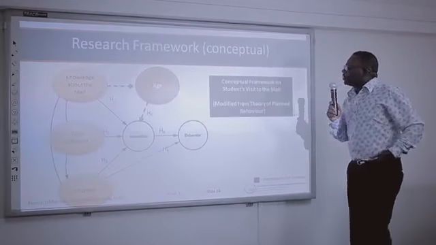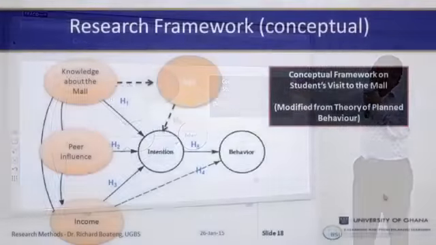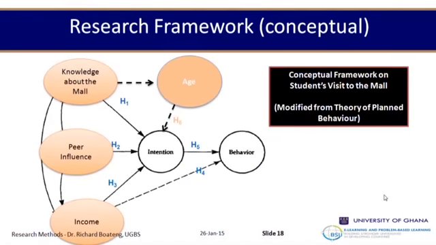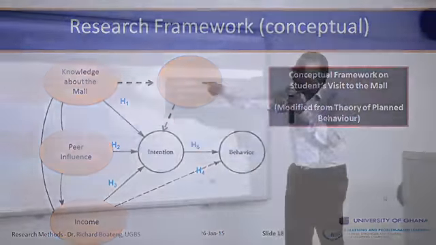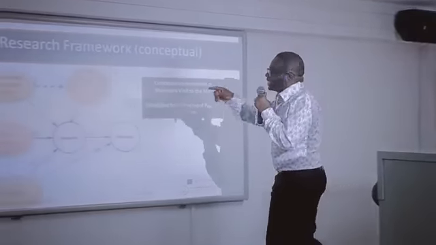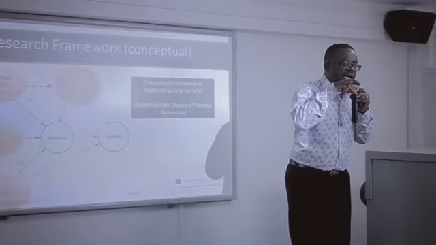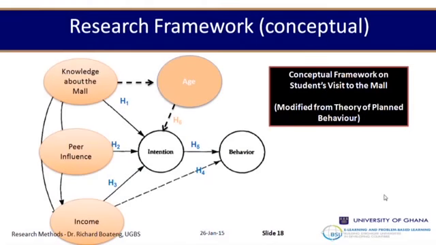Okay. Now, another person can also build a research conceptual framework on students' attitude to or visit to the mall. What is he doing here? He's trying to modify or adapt the theory of planned behavior to studying the behavior of going to the mall. So what he has done here is change the individual items with variables that try to explain the behavior of students in going to the mall. He said knowledge about the mall is the first one. Peer influence, and then income of the student. Instead of writing behavioral control, he writes income of the student.